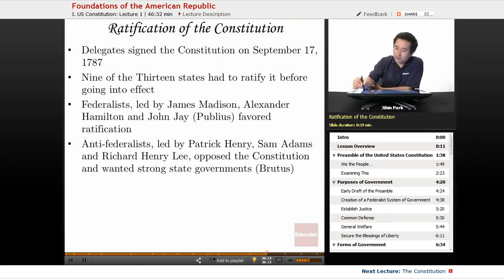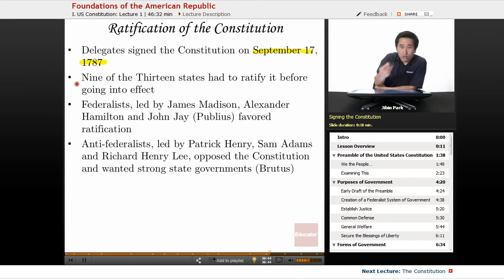So, the ratification of the Constitution. It's all good that the states wanted it, but did all the states want it? And how many states would be required in order to get this ratified? It's kind of interesting how to get support for this new Constitution. Well, the delegates signed the Constitution on September 17th, 1787. So they represent each of the states, but it technically didn't go into effect.